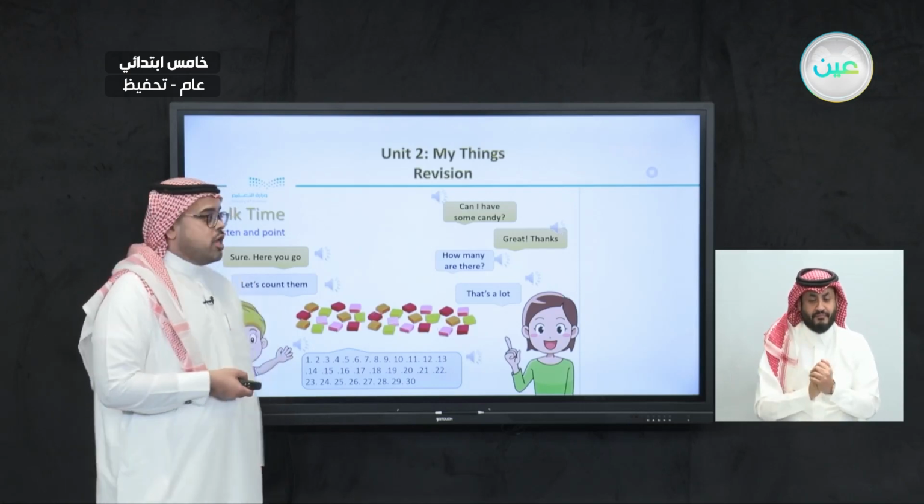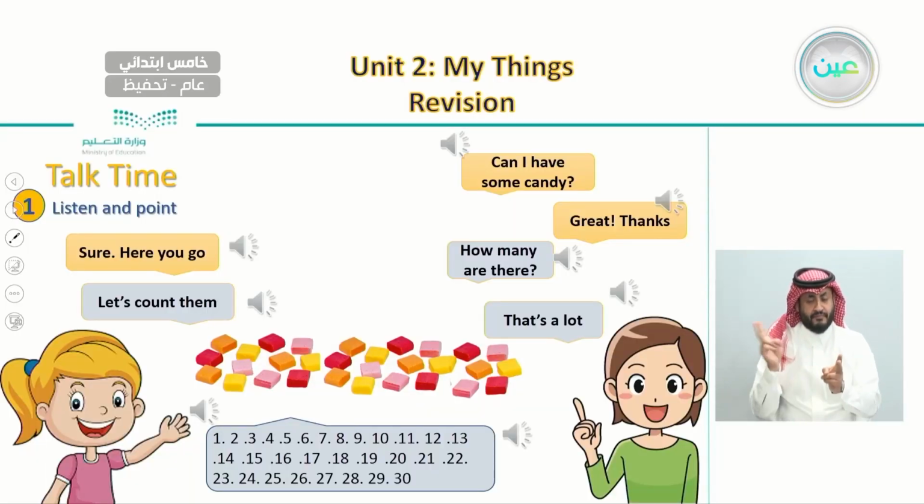And after this, she asks about a number, about how many candies she has. The question was, how many are there? So she's asking about how many candies her friend has. And her friend says, "Let's count them." So in this lesson, we did listen and we did count all these candies. And we figured that we have up to 30 candies.